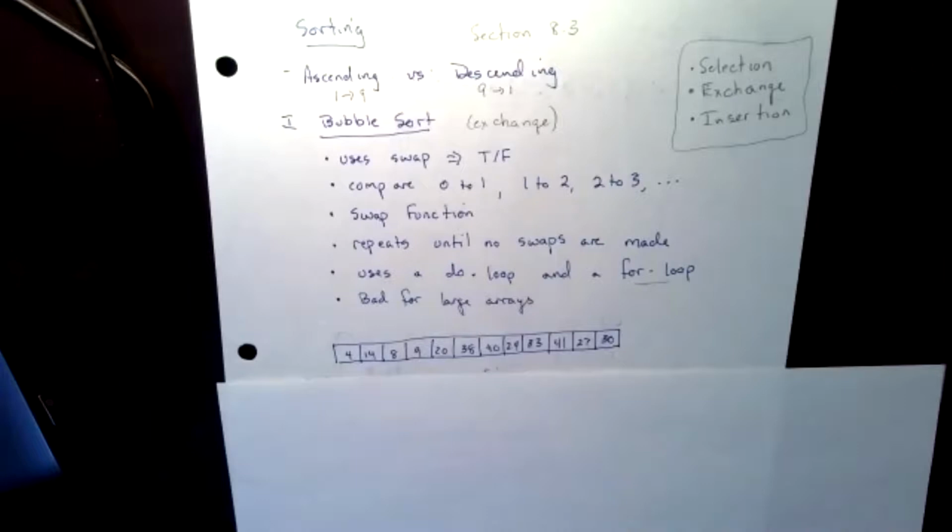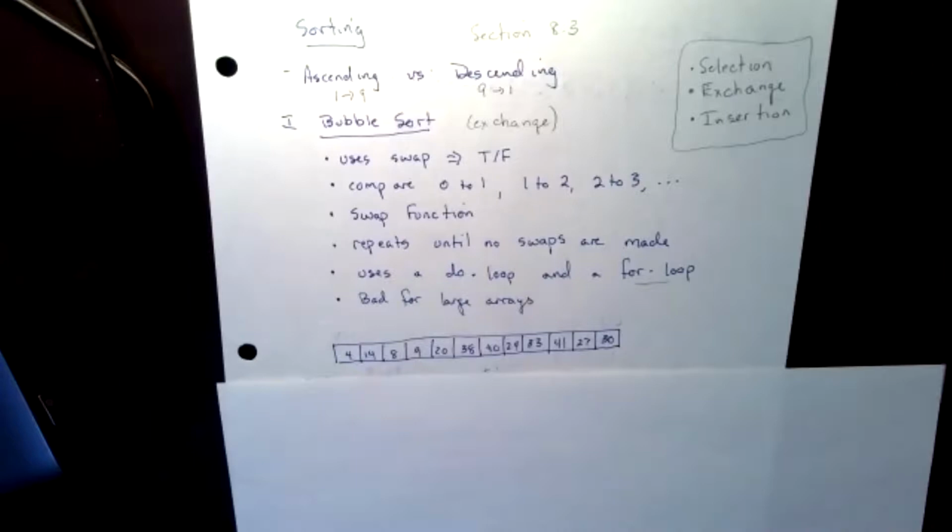Ascending is 1 to 9. We're going up. It's A to Z. Descending is going down. 9 to 1, Z to A. 99% of the time, you're going to want to use ascending, but we need to make sure we have the terminology.